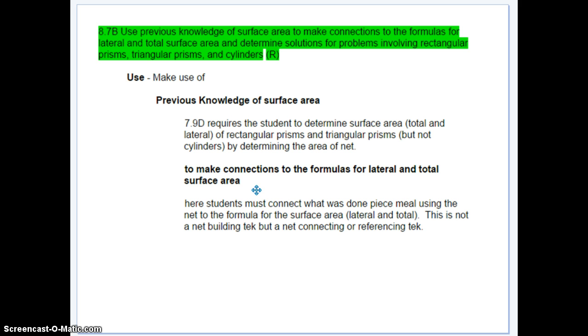So essentially, what we tried to do in eighth grade before was to connect the net and the area of the net to the formula. Note here that students must connect what was done piecemeal using the net to the formula for the surface area. That's lateral and total. So when we had students find the surface area by the net, they found the area pieces. Now they're looking at that formula and how it combines all that. Note this is not a net building TEK, but a net connecting or net referencing TEK.